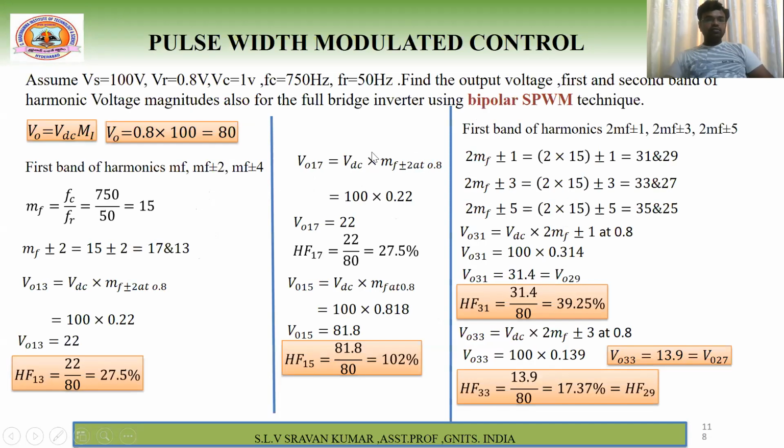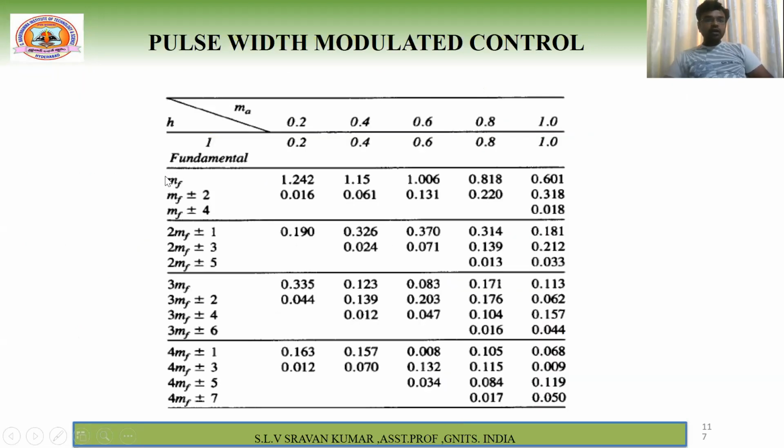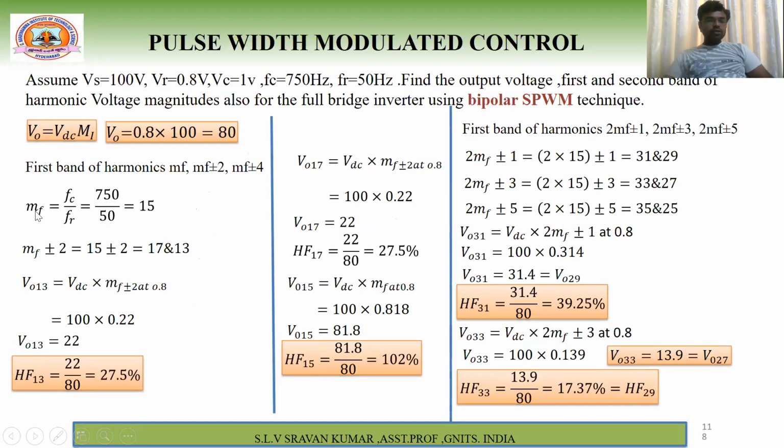Okay. Now we'll look into this. Again, I have taken this problem. So FC is same, FR is same, remaining values are same. Now we have to find out the first and second band of harmonic magnitude, right? From this, what is the first band of harmonic? MF. What is the second band of harmonics? This one, 2MF plus or minus. This is the first band, this is the second band of harmonic, okay? Right, now what is MF? This is 15. So for the first band of harmonics, MF plus or minus 2, that means 15 plus or minus 2, that may be 17 or 13.